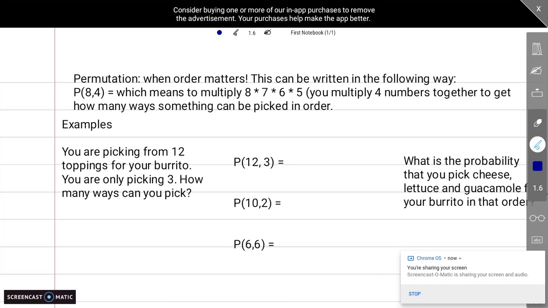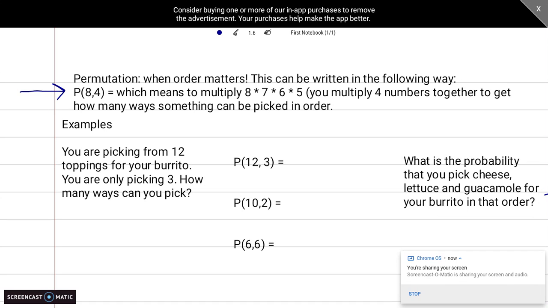So I have a small definition up top that will remain up top for the entirety of the video. And you can also write permutations in this format that we have right here. So the probability of 8 comma 4. So you automatically are going to know this is a permutation problem if there is no prior information. You can actually complete these problems without knowing what you're trying to find the combination for.